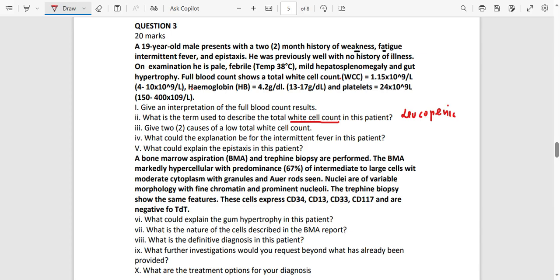Question three, give two causes. Okay, that's the one that we are still answering. So one thing that has been given, give two causes of low white blood cell count. It is bone marrow failure. And one of our docs has mentioned, what can cause bone marrow failure? You can have aplastic anemia. Anyone to discuss what's aplastic anemia? What's aplastic anemia? Anyone?